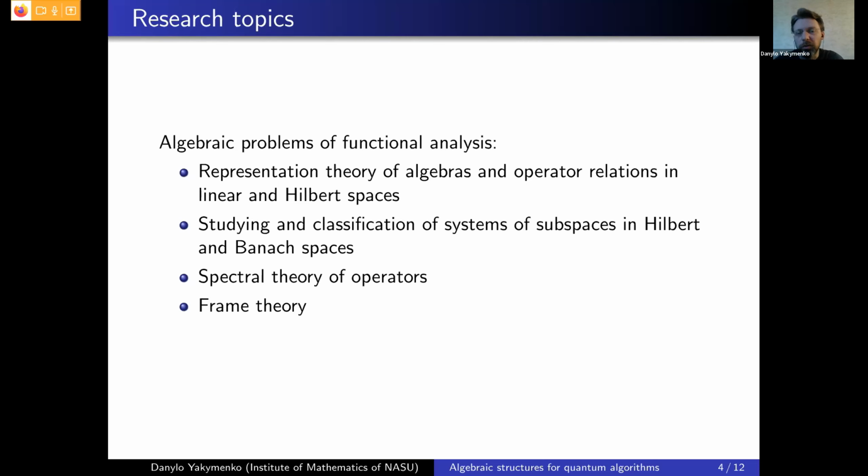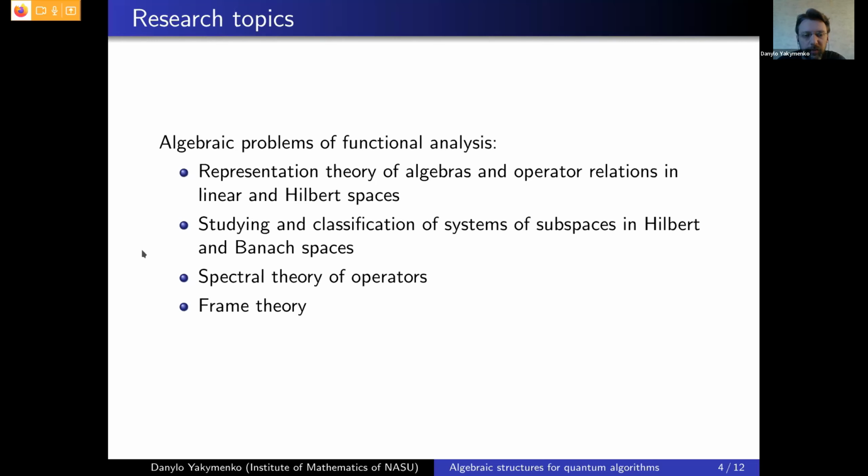So what we do is study systems of subspaces that have some additional relations between the subspaces, motivated by some algebraic relations. I will talk a little bit more about this later. We study subspaces in finite dimensional and also in infinite dimensional spaces, and we study questions about, for example, when the sum of closed subspaces is closed.